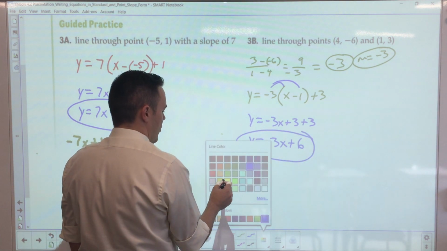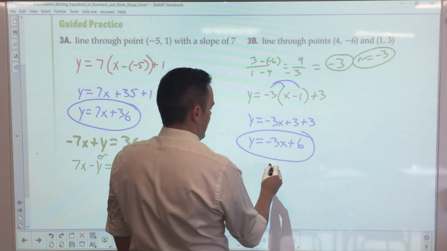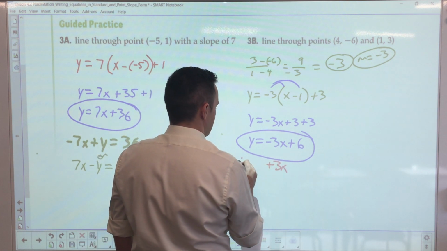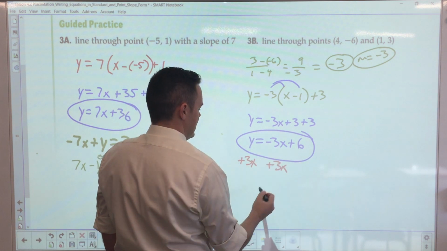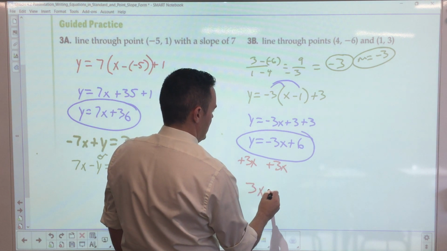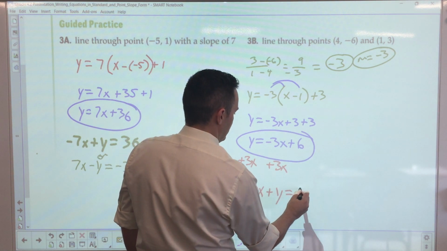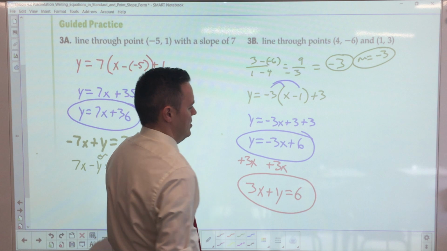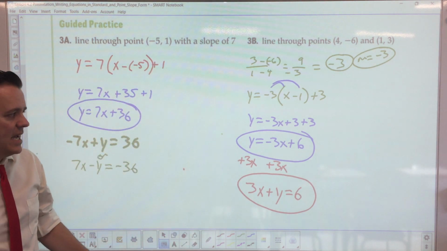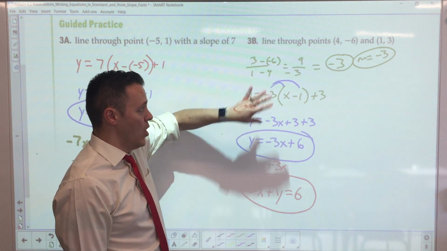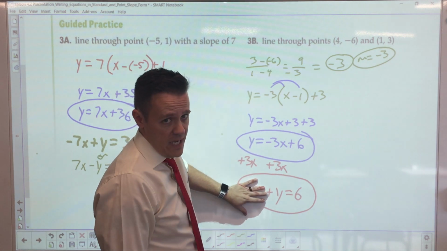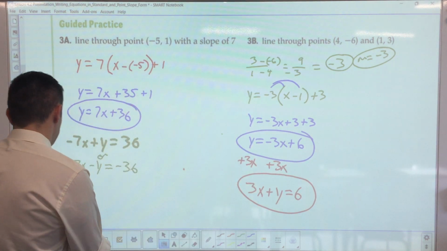To get it to standard form, you do what? Add 3x to both sides. This one's nice, you don't have to change it: 3x plus y equals 6. Standard. On a test I had last year, I put the equation in once, and I said write it 3 times. Please be ready for that.